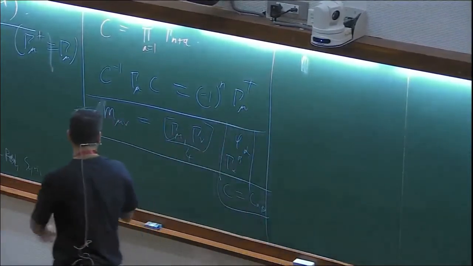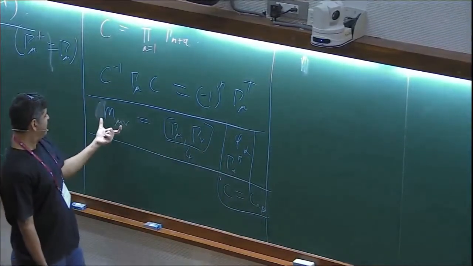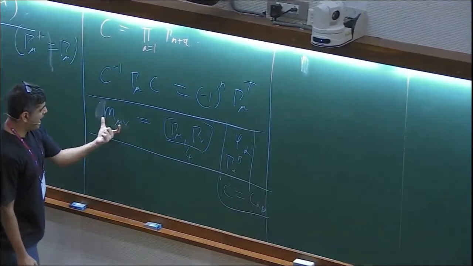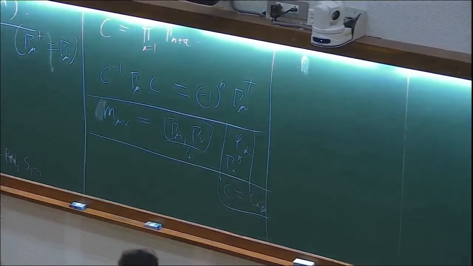We discussed that it's a general fact that if some matrices M mu nu give you a representation of an algebra, then minus M mu nu transpose also gives you a representation of the algebra. It's simply related to the original representation: it's the inverse representation, the representation of the object whose indices can contract with the original representation to give you singlets.